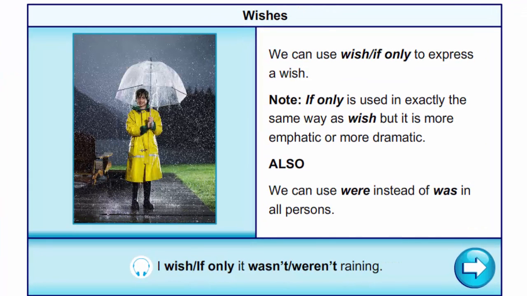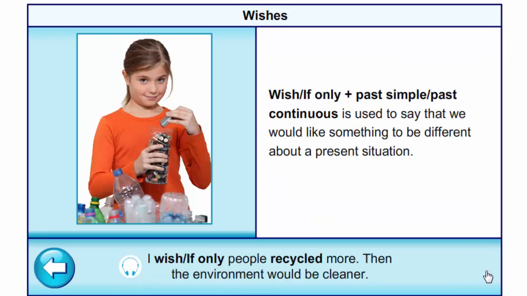Look at the rules. We can use wish or if only to express a wish. If only is used in exactly the same way as wish, but it is more emphatic or more dramatic. We can also use were instead of was in all persons. I wish it wasn't raining. If only it weren't raining.